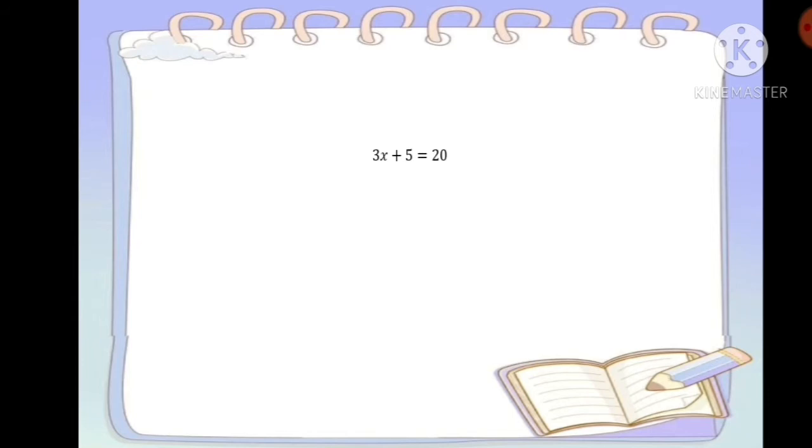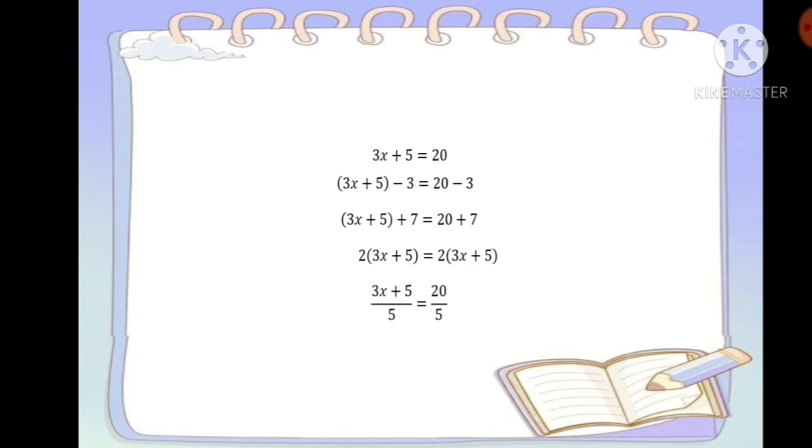For example 2, 3x + 5 = 20. Then (3x + 5) - 3 = 20 - 3, (3x + 5) + 7 = 20 + 7, 2 times (3x + 5) = 2 times 20, and (3x + 5)/5 = 20/5. They are equivalent equations because they have the same value or solution.